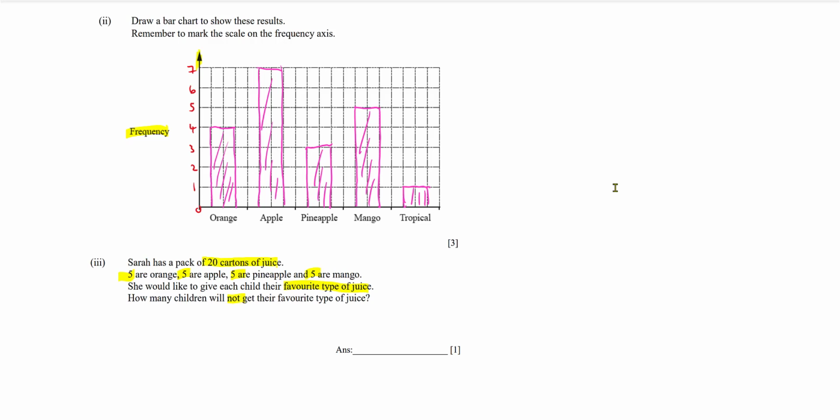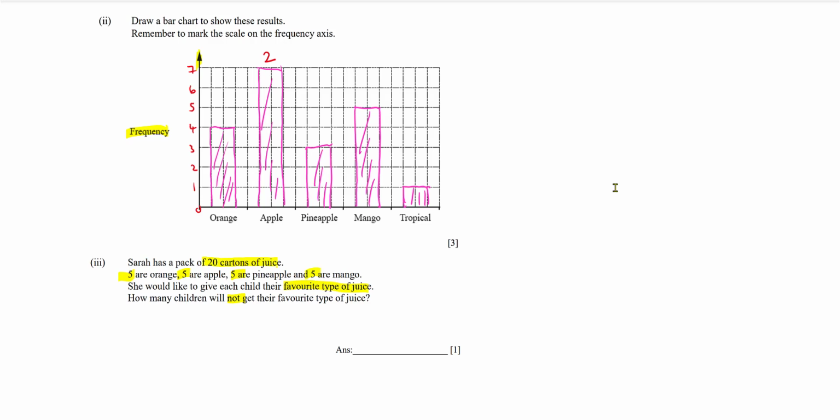Okay, so she's got 5 orange, so that means there's only 4 people who wanted orange. So everyone who wanted orange, they'll get their favourite juice. But she's only got 5 apple, and 7 people here like apple. So that means there's going to be 2 children that don't get their favourite juice. 2 will not get the apple. Pineapple, that's less than 5, we've got 3. So they'll all get their favourite juice. Mango, we've got 5. So they'll all get their favourite juice.